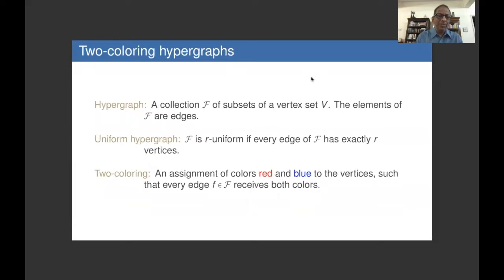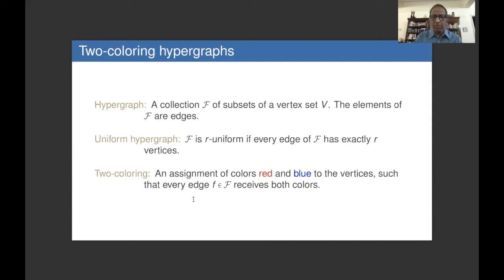Hypergraphs. A hypergraph is a collection of subsets of a vertex set. The elements of the collection are referred to as edges or hyperedges. The hypergraph F is r-uniform if every edge of F has exactly r vertices. By a uniform hypergraph, we mean a hypergraph all of whose edges have the same number of vertices.